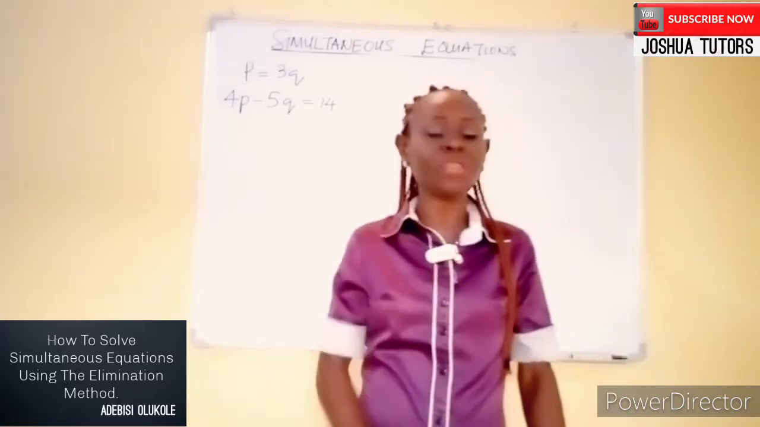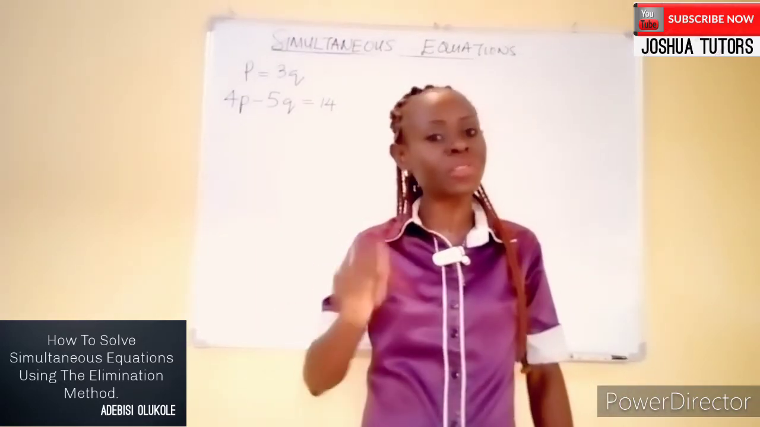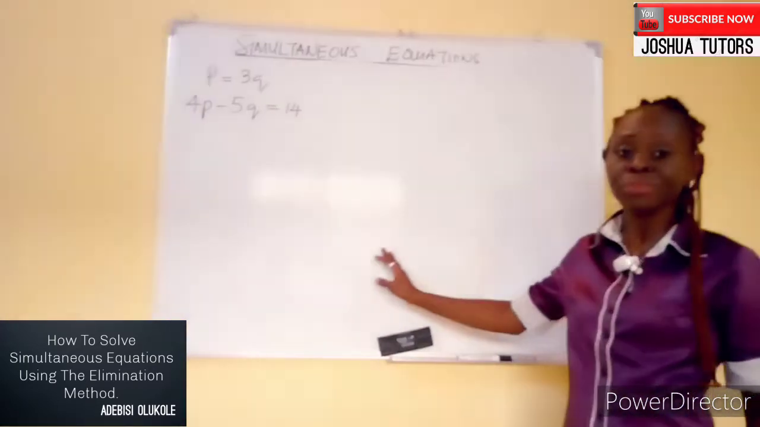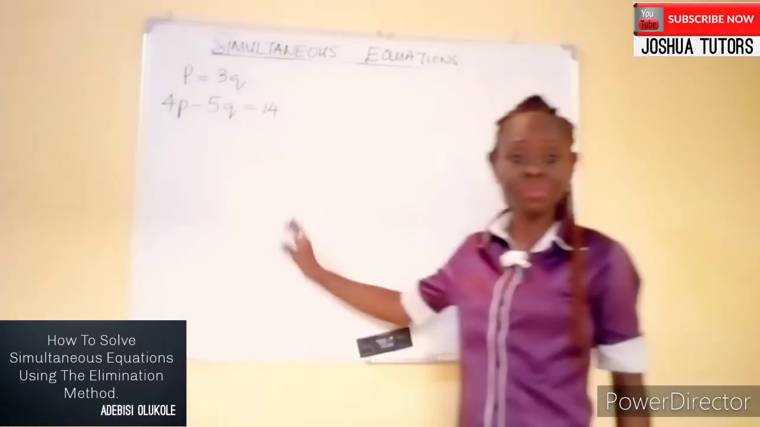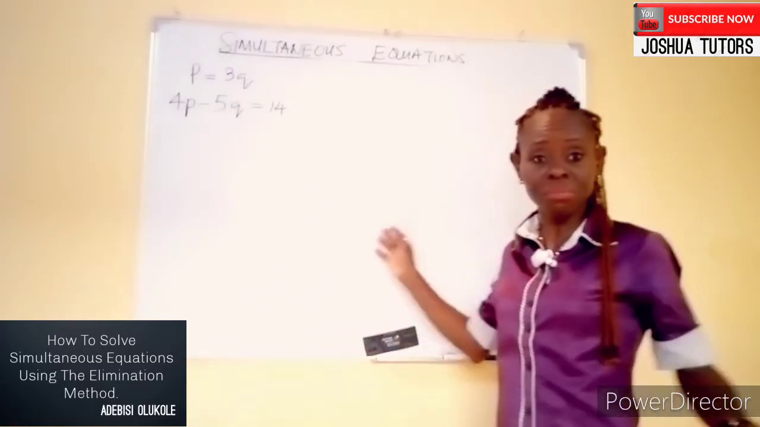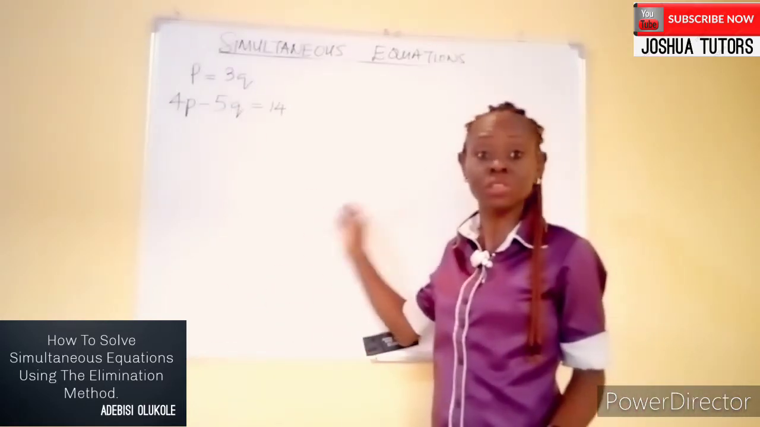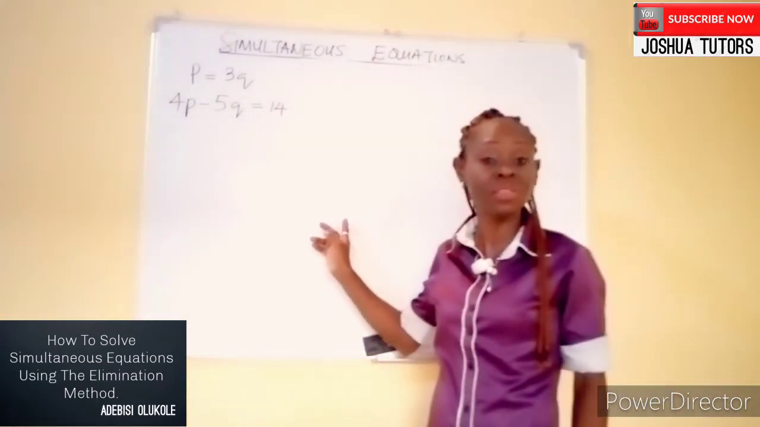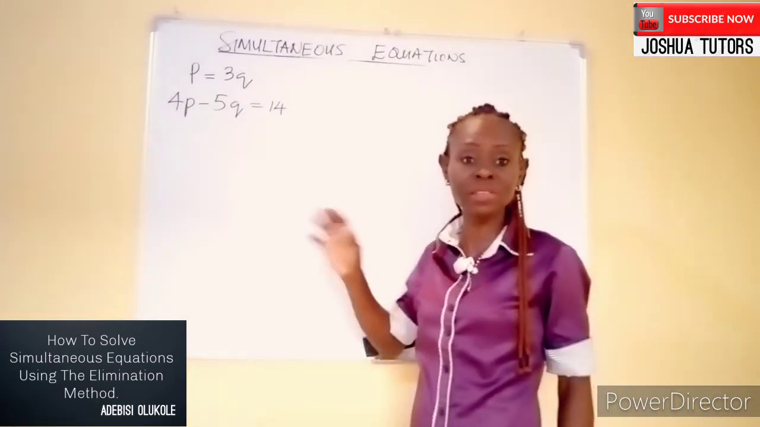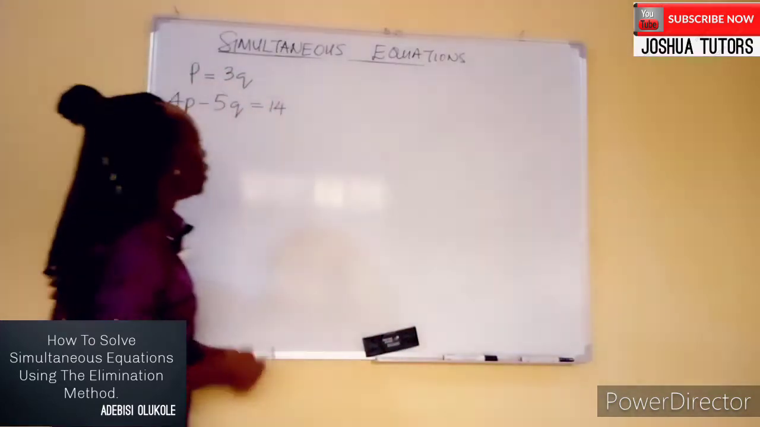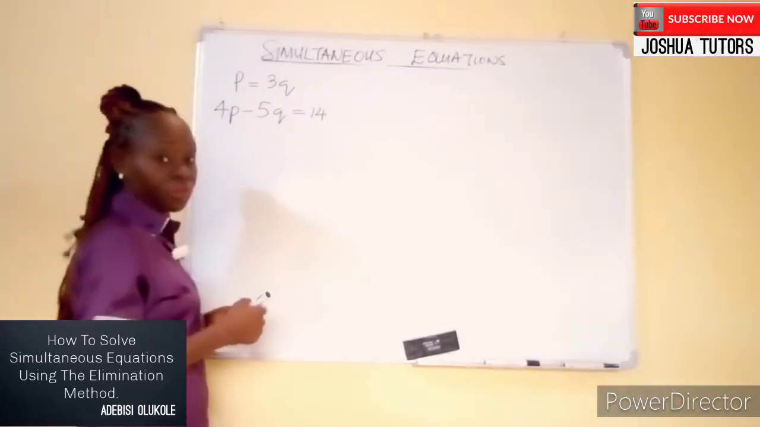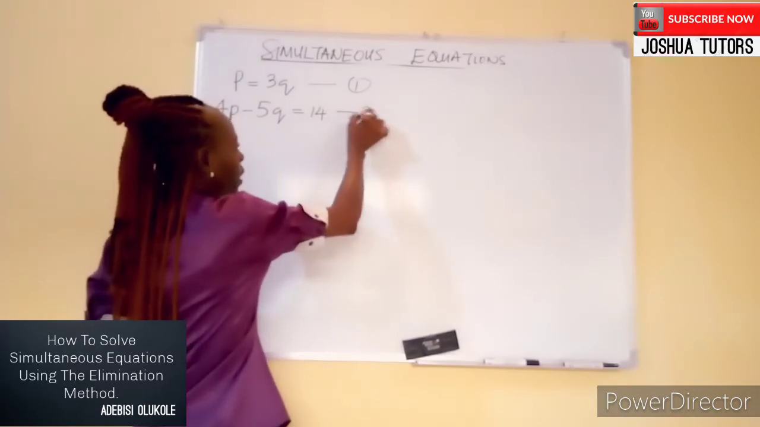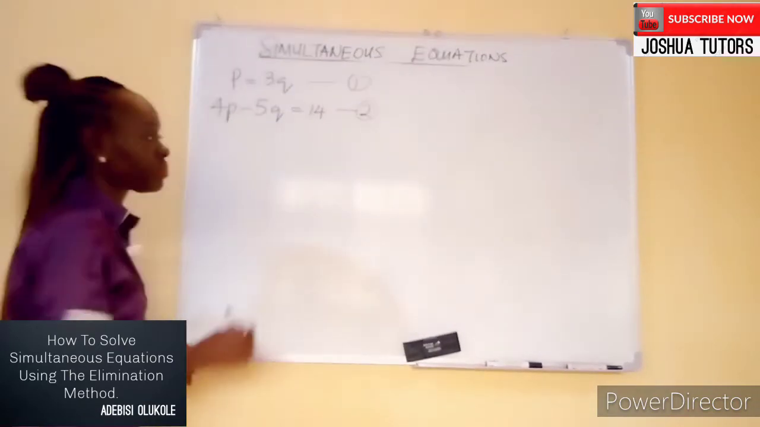Remember, there's something I need to tell us. In mathematics, there is nothing like nothing. To the layman, nothing means nothing exists. But in mathematics, as blank as this board is, what we are seeing is 0. We see things in digits. So, for easy identification, always label your equations. Let me call this first one equation 1, and this second one equation 2.